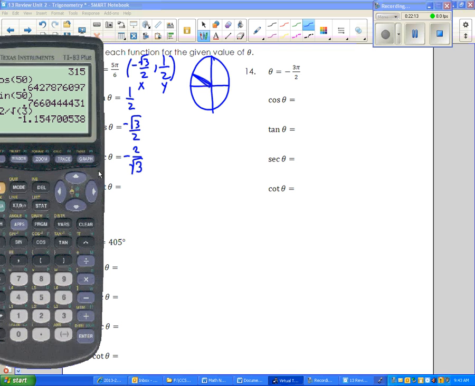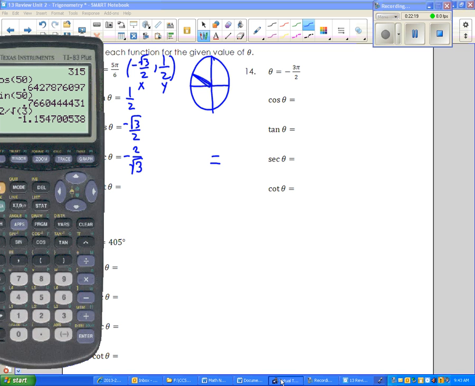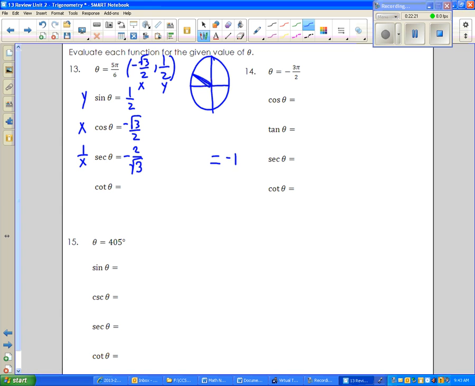Or if you need to, you can rationalize this. So I know in the end it's going to be negative 1.15. So I know that's what it's supposed to be. Traditionally, though, we like to be as exact as possible. And so if I wanted to leave this in simplest form, I'm not allowed to have the square root of 3 in the denominator. And so we rationalize.